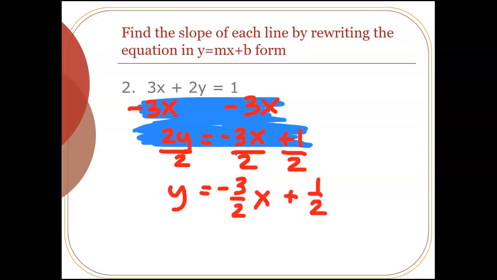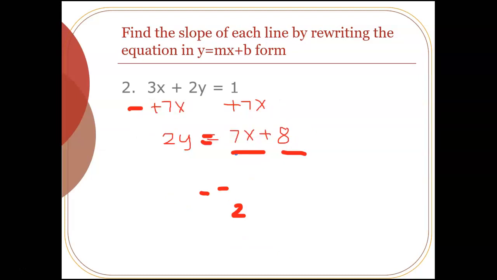Remember that when you divide by 2, you have to divide the beginning, middle, and end. So all three terms get divided by 2, thus making my slope negative 3 halves. Okay. Next.